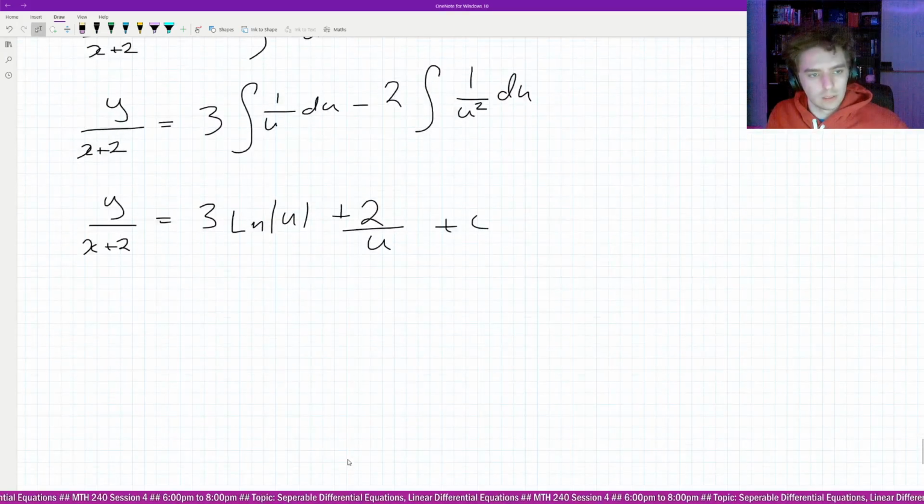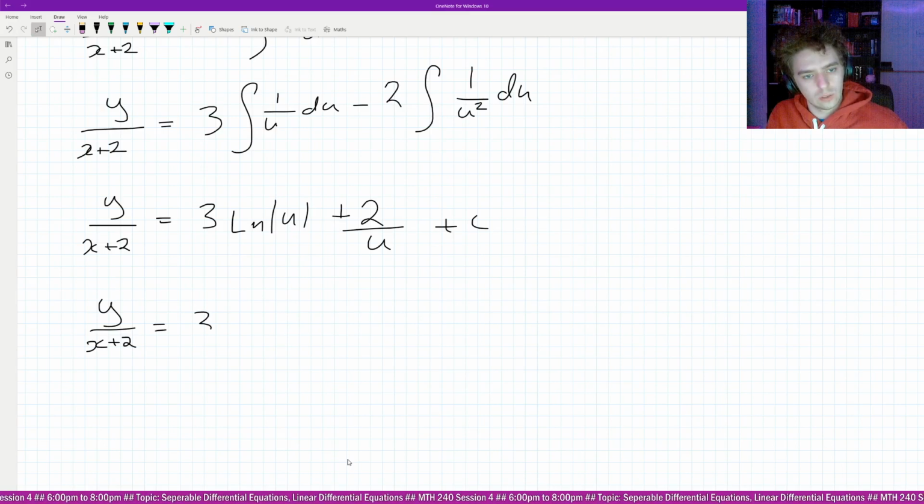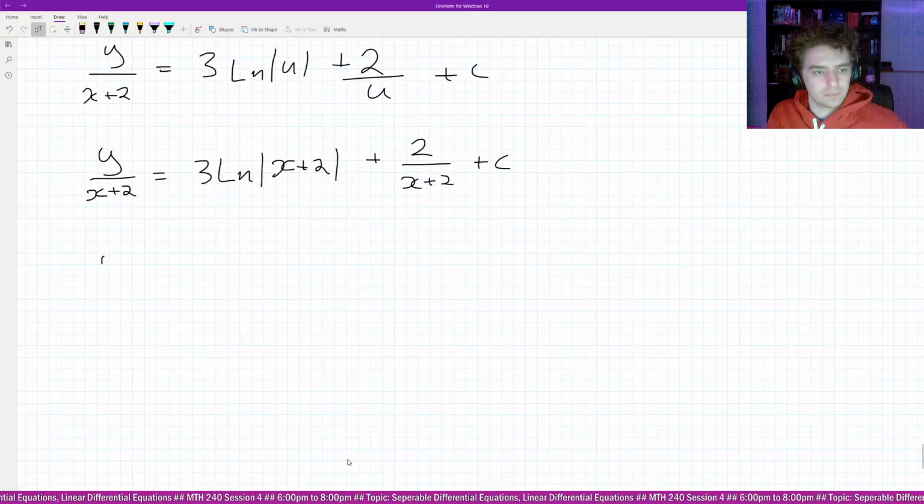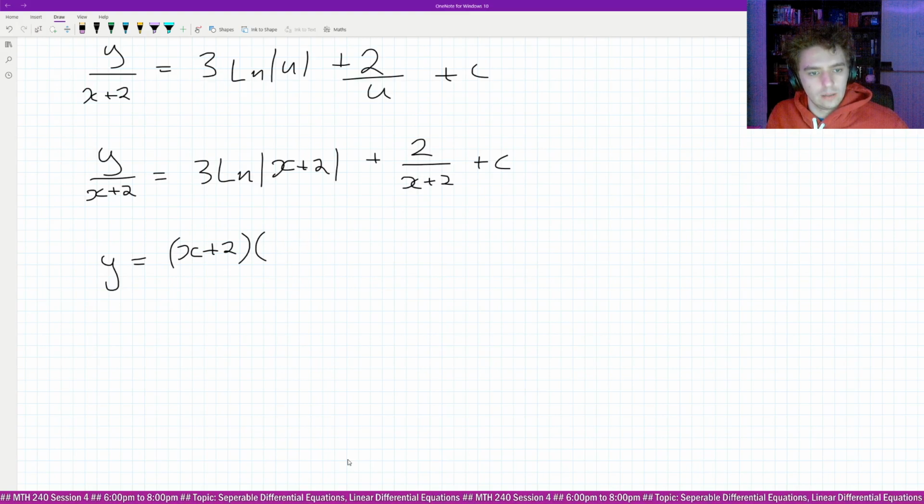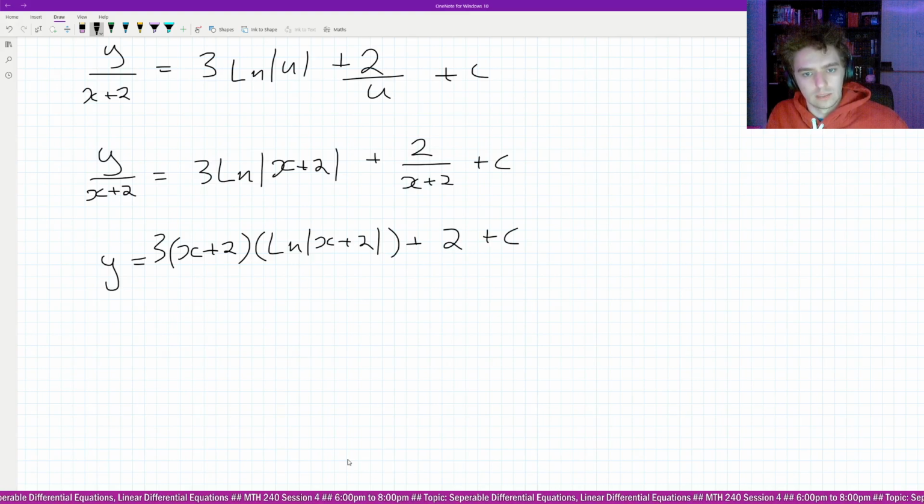And we said u was x plus 2. So y over x plus 2 equals 3 ln absolute value x plus 2 plus 2 over x plus 2 plus c. Y equals x plus 2 times 3. I'll move the 3 to the front. So 3 x plus 2 ln absolute value x plus 2 plus 2 plus c.